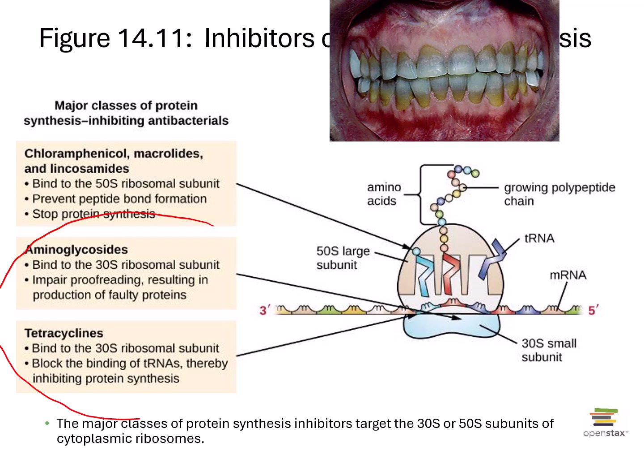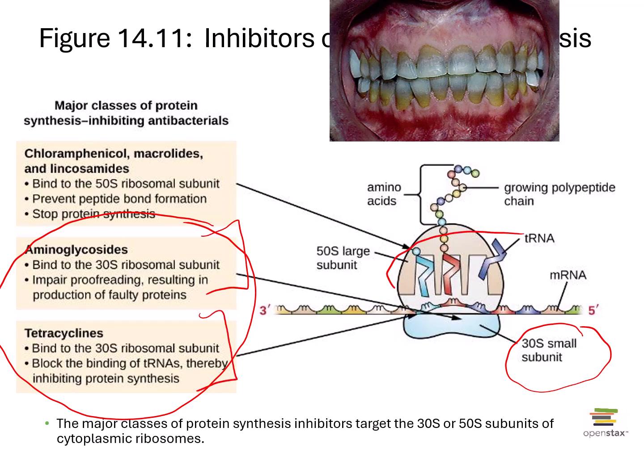So here we see those aminoglycosides and tetracycline affecting the 30S small ribosomal subunit. Aminoglycosides were the ones that caused mistranslation of messenger RNA, leading to faulty membrane proteins and cell death. The tetracyclines were the ones that prevented or blocked the binding of transfer RNA, and thereby you could not grow your amino acid chain, inhibiting protein synthesis.